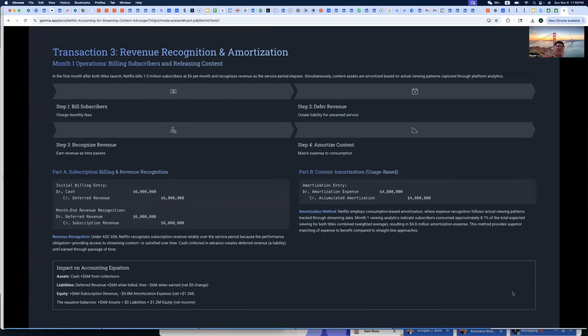And transaction three, the revenue recognition and amortization. There are four steps for billing subscribers and releasing content. Step one is bill subscribers, charging the monthly fee. Step two, defer revenue: create a liability for unearned service. Step three is recognize the revenue, earning the revenue as time passes. And step four is match the expense to consumption. So we can see here an example of the billing and the revenue for the current state.